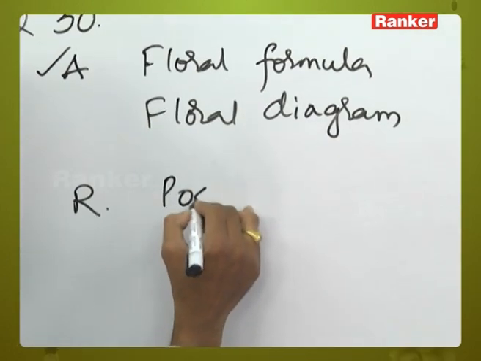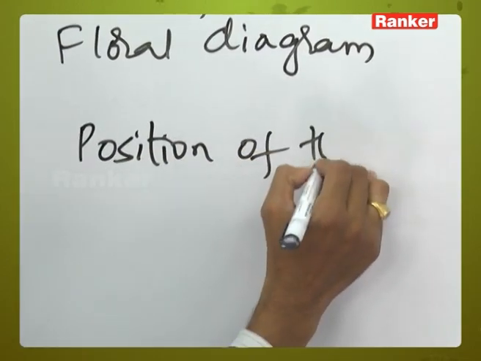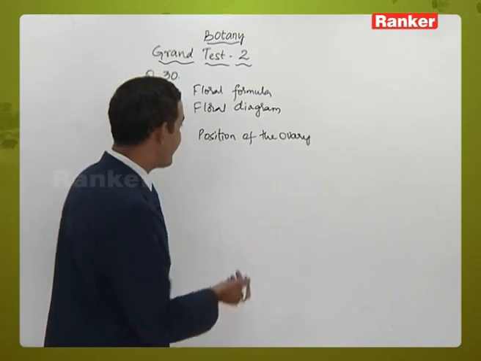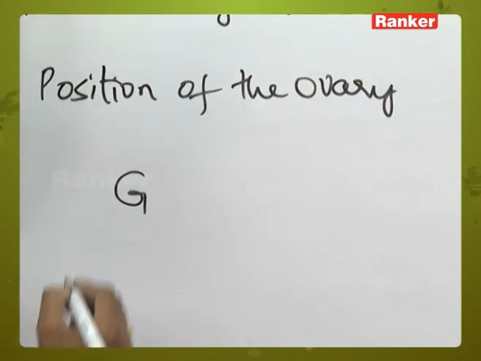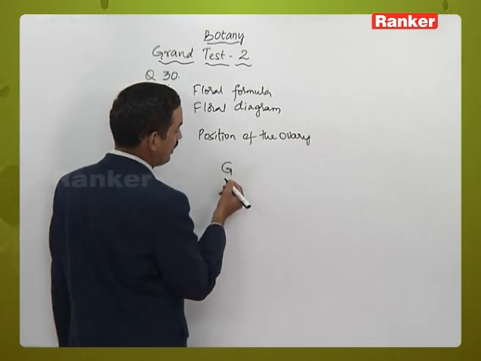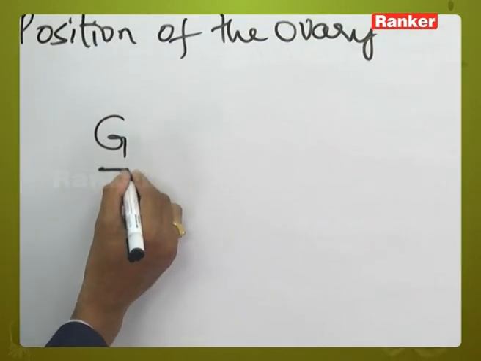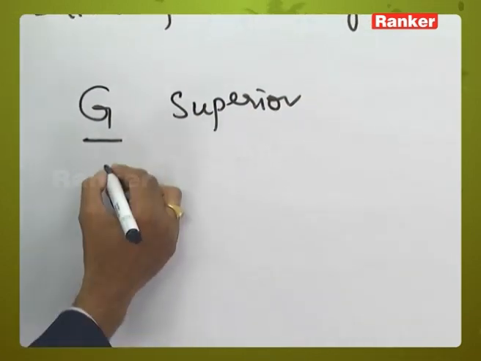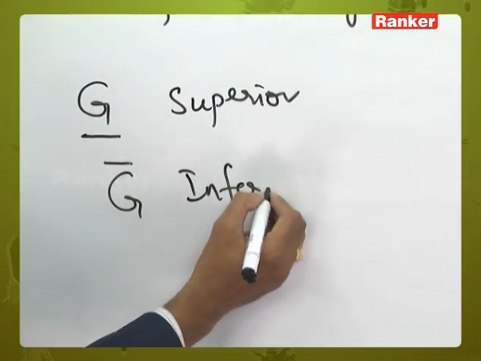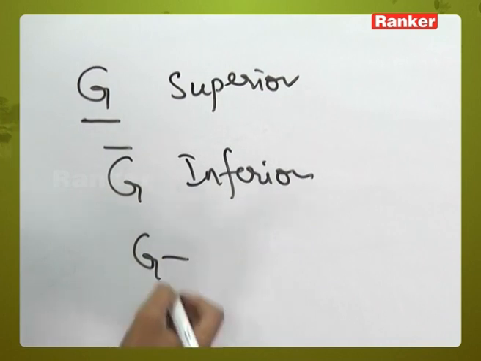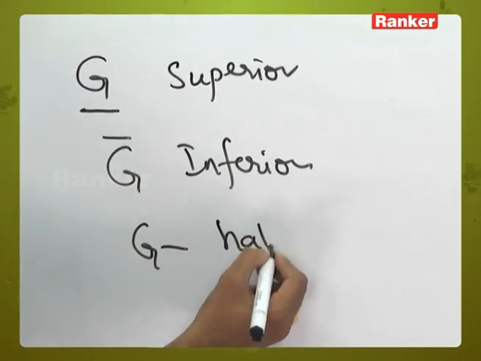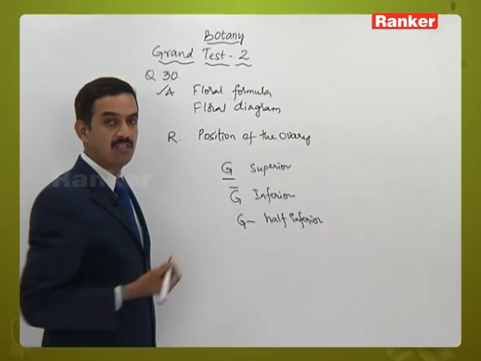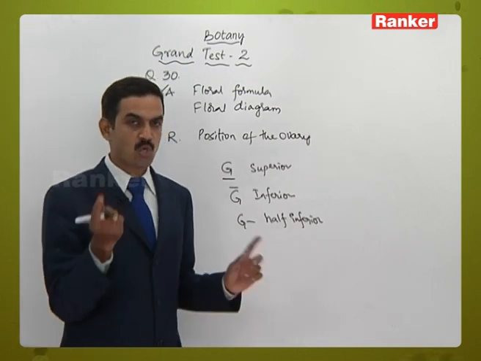If we talk about the position of the ovary or the condition of the ovary, we know that the ovary is represented as gynoecium here, carpels. If you put a small bar below G, we call it a superior ovary, right? And if you put a small bar above G, we call it an inferior ovary. And if you put a small bar side to G, we call it a half inferior ovary or half superior ovary. So this can be shown in the floral formula, right? That is not shown in the floral diagram.